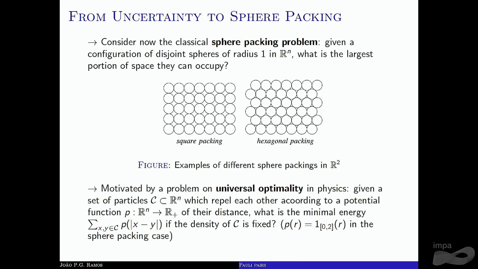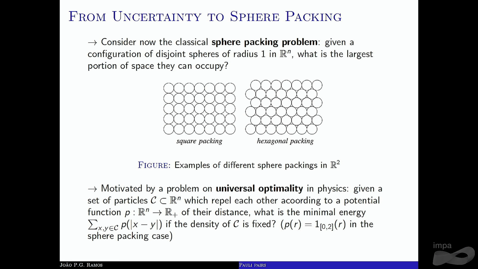Both of them are examples of sphere packings, and it's intuitive to see that this one does a better job than this one at covering space, right? So the space outside of the balls in my packing here is actually larger than in this one.